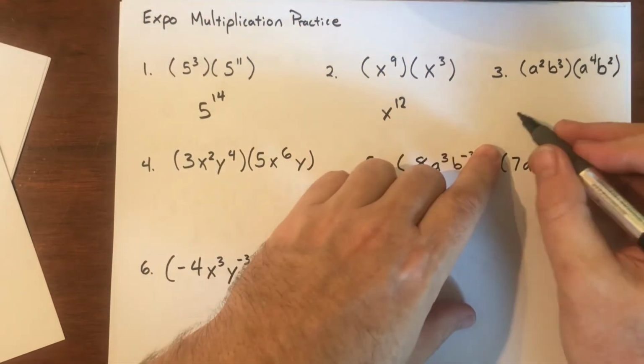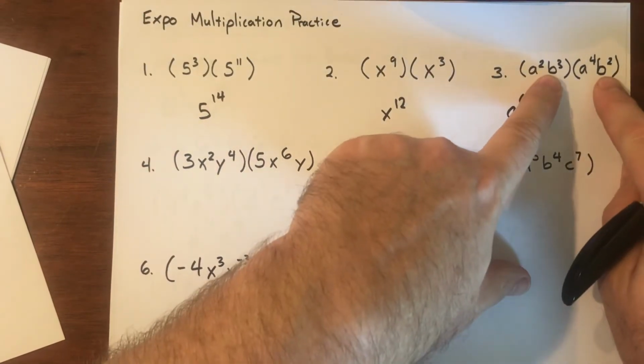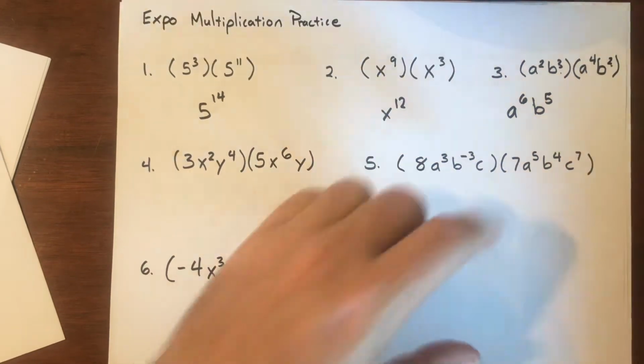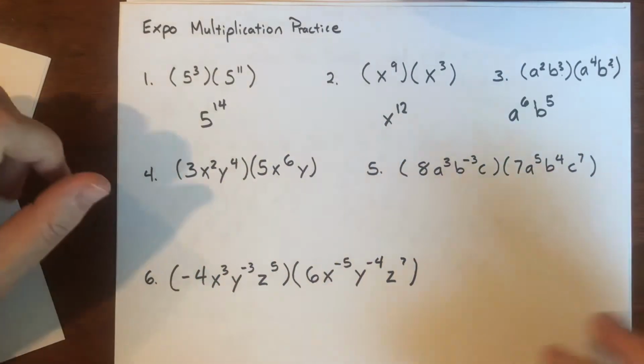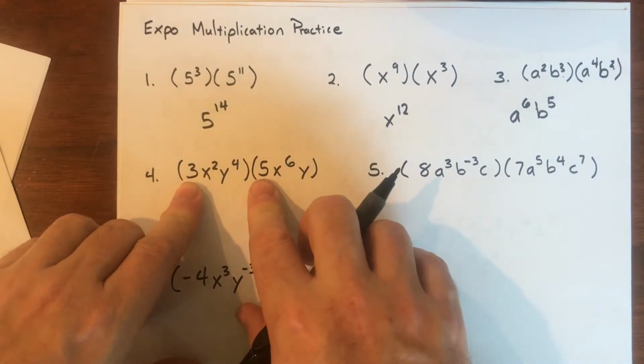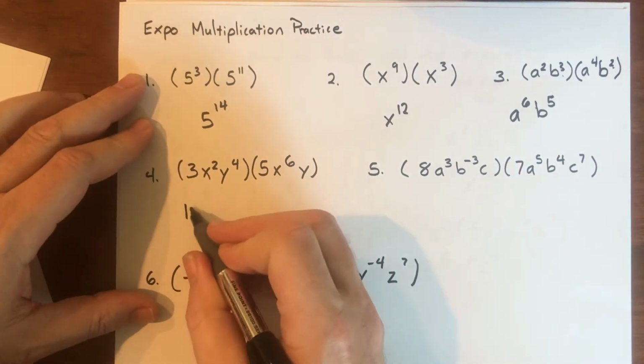Number 3, got 2 different bases here. A goes with A. Keep it, add it. 6. Keep those b's. 3 plus 2 is 5. Good so far? Moving on. Uh-oh, numbers in front. We don't keep them, we multiply them. 3 times 5 is 15.